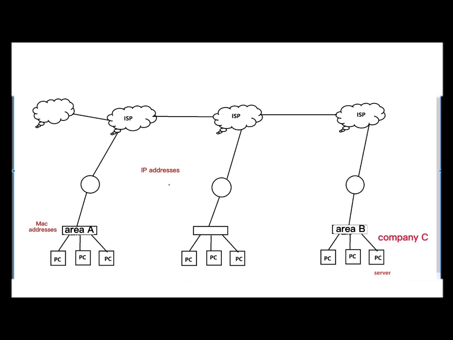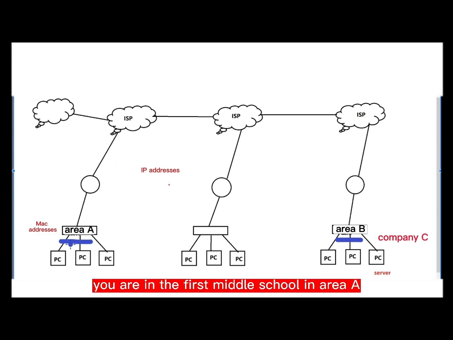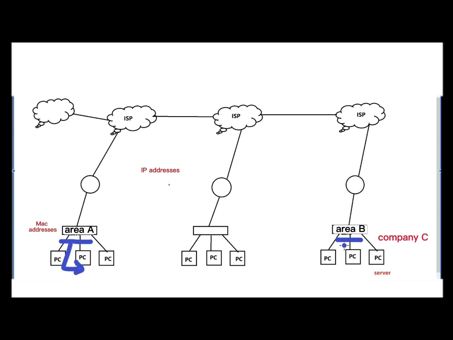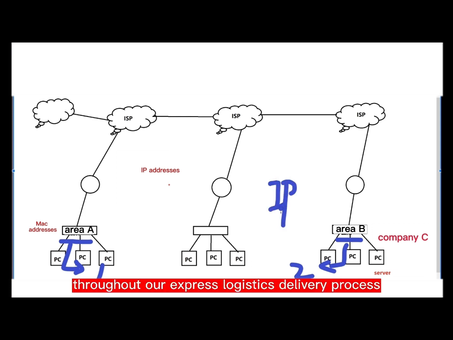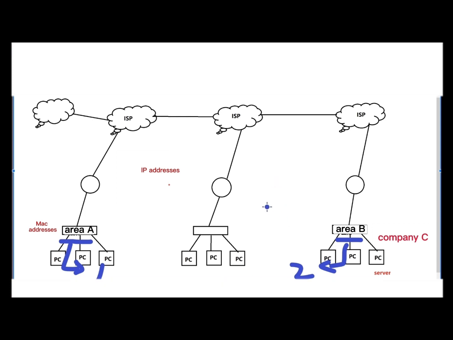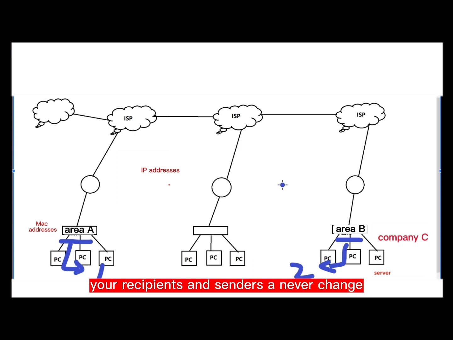For example, you are now sending a courier from area A to area B. You are in the first middle school in area A, and the recipient is at the second middle school in the province of region B. So, for example, there is a man named Tom and another person named Mary. Tom from the first middle school, Mary from the second middle school. This is actually the equivalent of an IP address. Throughout the express logistics delivery process, your recipient and sender never change.